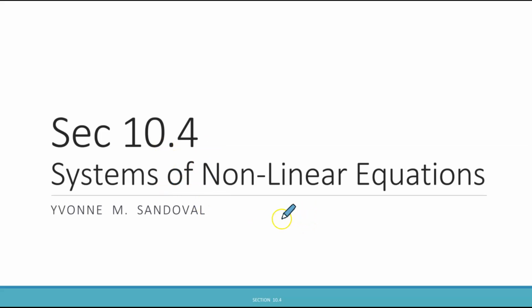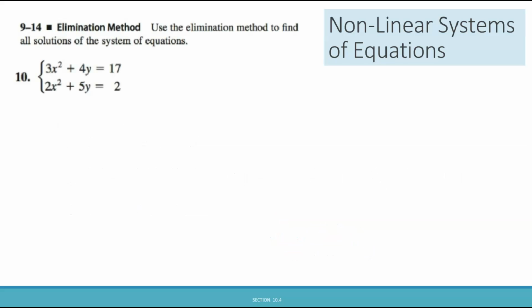Systems of nonlinear equations, part 2. Okay, so to solve nonlinear systems, we were saying substitution and elimination are the best methods.